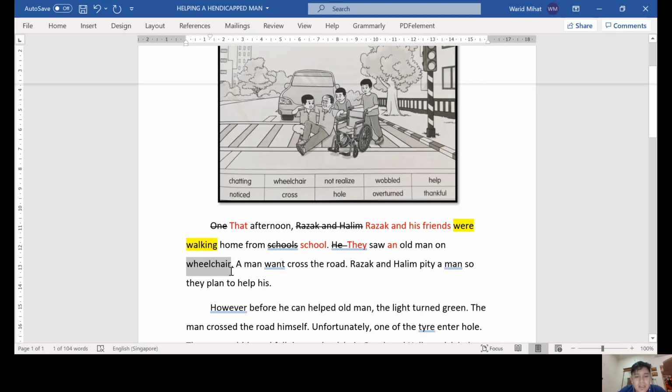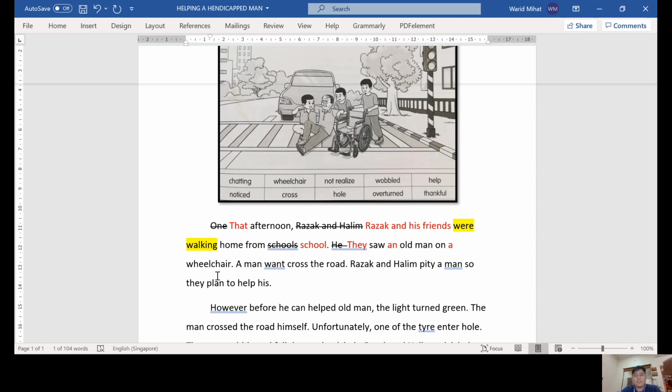Okay, wheelchair, it has the same attribute like the old man, which is singular. And as I have mentioned earlier, a singular noun requires what? Requires an article. So what you need to do is you have to put a wheelchair here. Now, why didn't we use the article an here? Because the word wheelchair doesn't begin with the sounds of a, e, i, o, or u. So there's no need to use an. Okay, we use a.